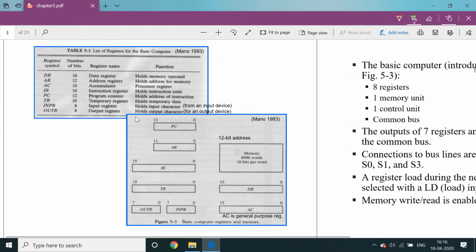So once again, a little bit of small definitions. Data register always holds the data of the memory operand. Address register always holds the address of the information, the address of the instruction, where the instruction is stored inside the memory. So that we are generating some address, and that address is held by this address register. Every memory has some number of locations, and every location has some address. That address is generated by the address bus. That address bus value is always stored into the address register.